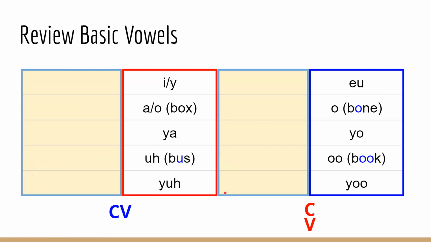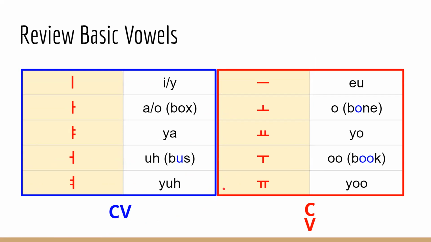Go ahead and fill out this one also. 5, 4, 3, 2, 1. And these are the answers for this. 이, 아, 야, 어, 여, 으, 오, 요, 우, 유. If you are new to this program, please feel free to watch our YouTube videos to review these basic consonants and vowels.